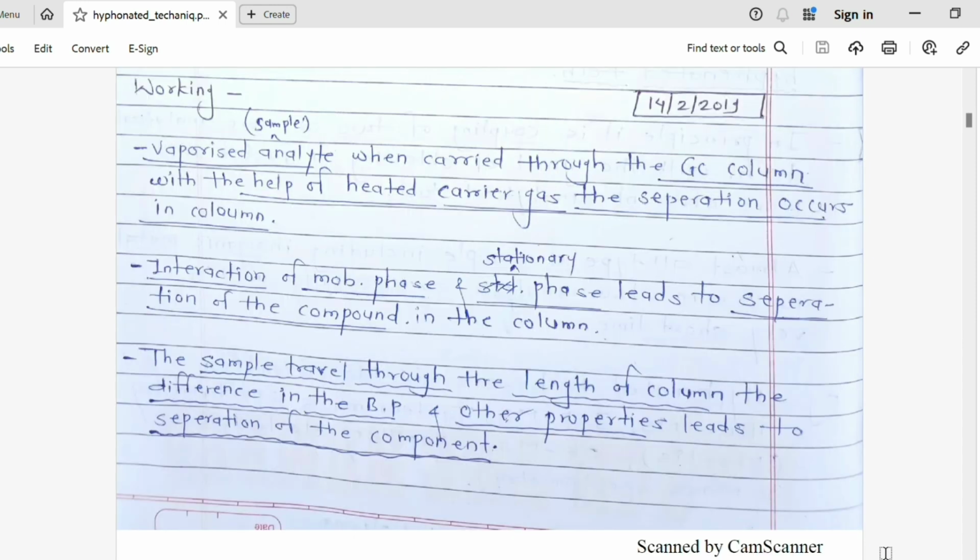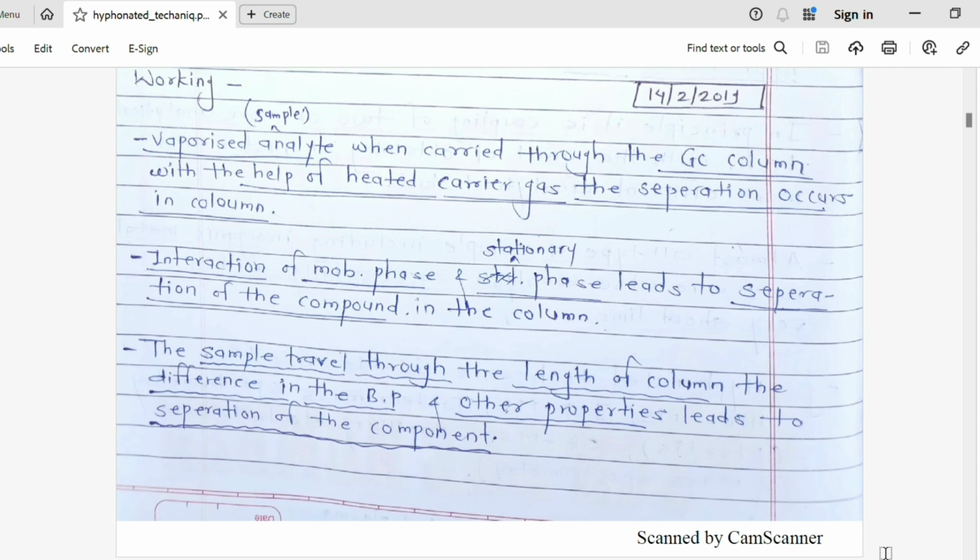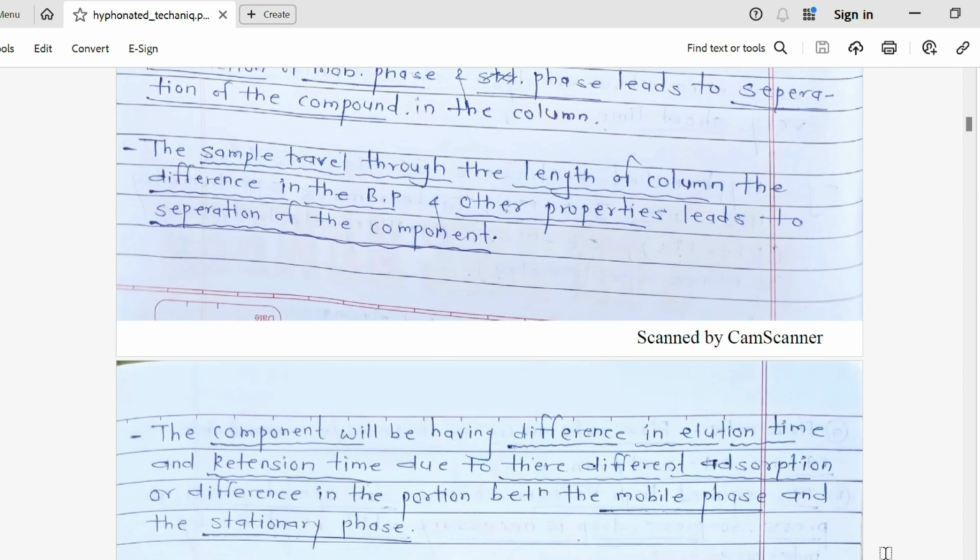The working of this technique, gas chromatography and mass spectroscopy: the vaporized sample is carried through the GC column with the help of the heated carrier gas. The separation occurs in the column. The sample gets separated and evaporated in the form of heat. The interaction of mobile phase and stationary phase leads to separation of the compounds. We all know that with the help of mobile phase and stationary phase, the compounds get separated in gas chromatography.